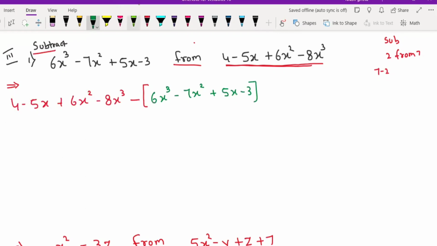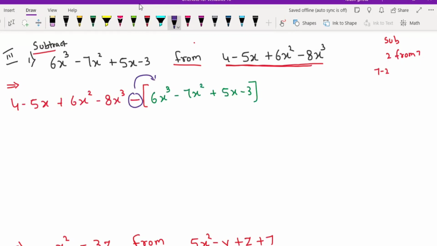Because this negative sign is for all the terms which are under the bracket. That's why, if I don't write the first expression under the bracket, that negative sign remains only for the first term, that is for 6x cube. That's why we are writing the whole expression under the bracket, so that we can consider that minus is for all the terms of an expression.